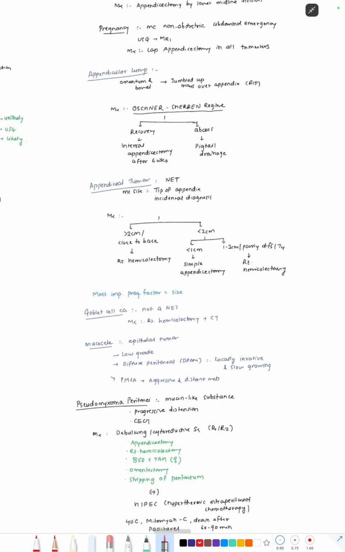And after doing this, you have to put the patient on HIPEC, that is hyperthermic intraperitoneal chemotherapy, where the temperature is 40 to 41 degrees Celsius. The chemotherapy agents are mitomycin C and paclitaxel, and you have to drain it after 60 to 90 minutes. So this is all about the gastrointestinal surgery.